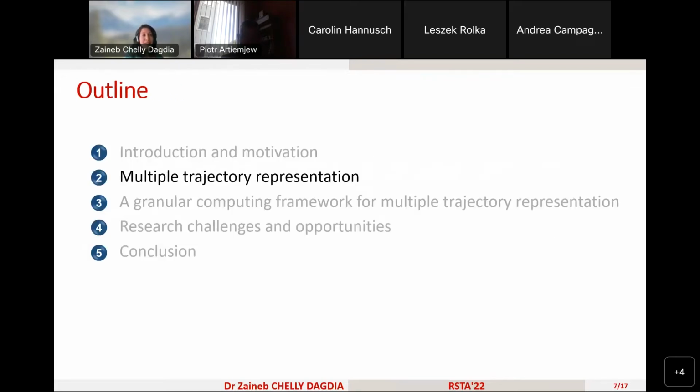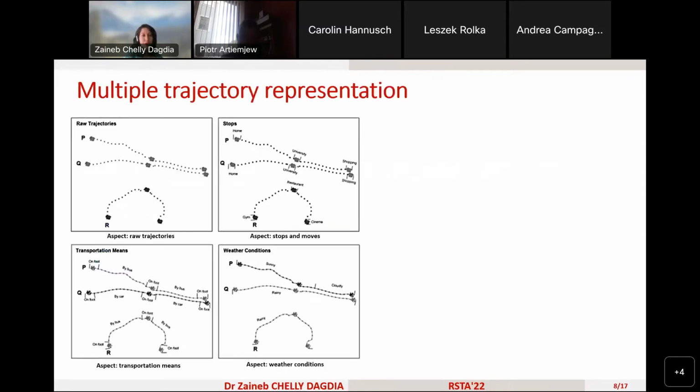So very quickly, what is this multiple trajectory representation? This is an example of three trajectories that we call P, Q, and R. Here we have different aspects. This is just the raw trajectory. Then we have the aspect which is stops and moves. So we can have different stops which are home, university, shopping, cinema, gym, restaurant. The other one is the transportation means, so we have foot, bus, and so on. And the other one is the weather condition. So we have rainy, sunny, and cloudy.